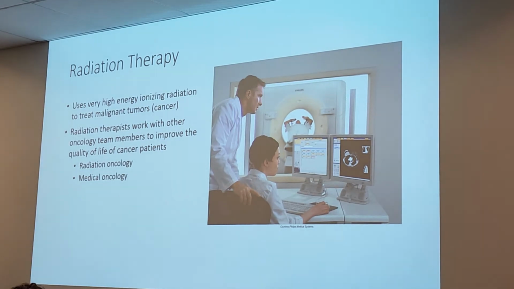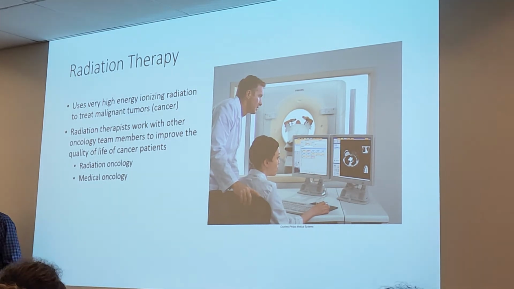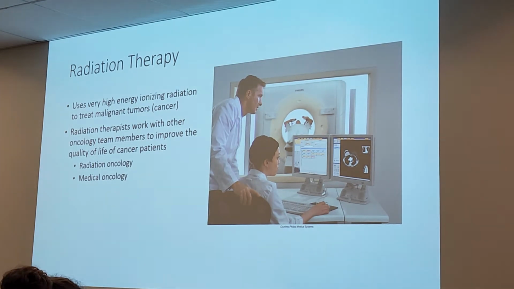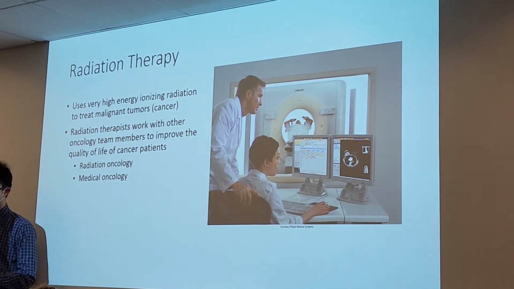These radiation therapists work with other members of the oncology team to improve the quality of life for cancer patients. So this falls under radiation oncology or medical oncology. And from radiation therapy, you could even go a step further and look into dosimetry, the person who plans the radiation therapy treatments.